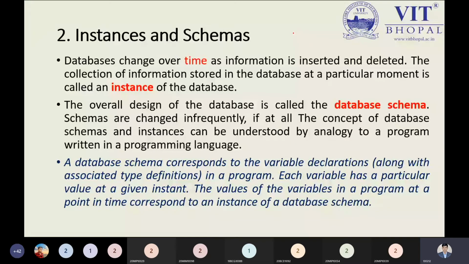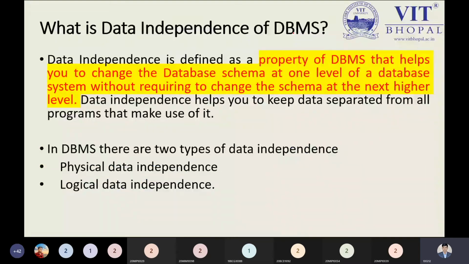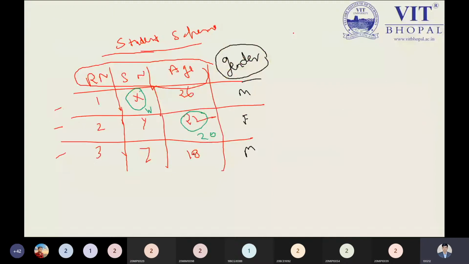Okay, no problem. So here I have, are you able to see this slide? The student schema. In the student schema, you can see how many columns we have: roll number, student name, and age. Is it visible to all? Yes, sir. So in this schema, we have three columns: roll number, student name, and age.